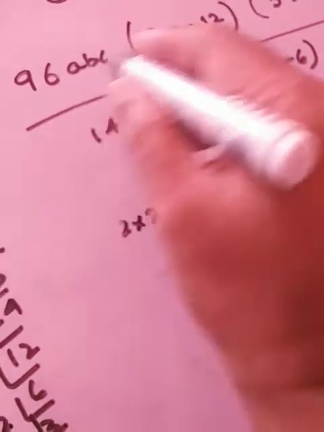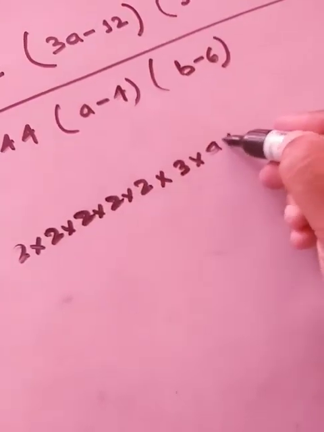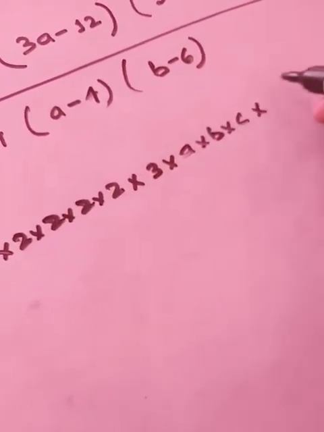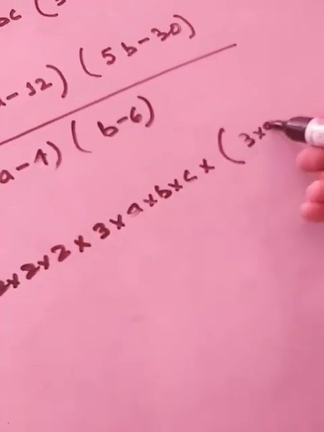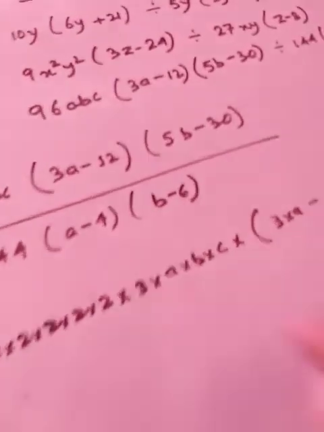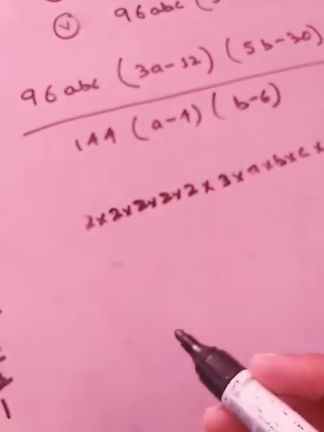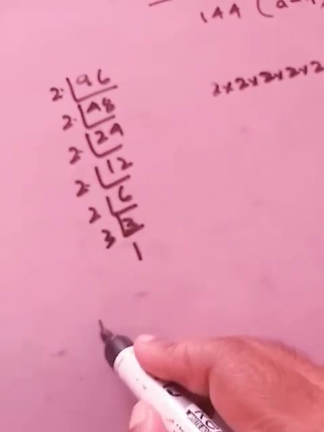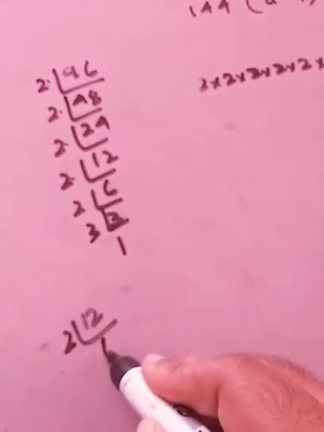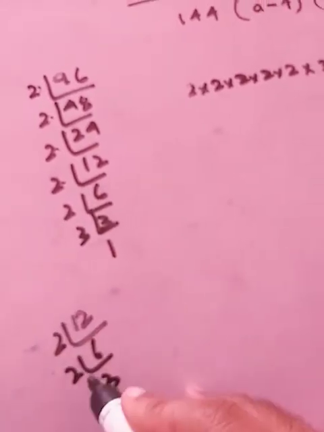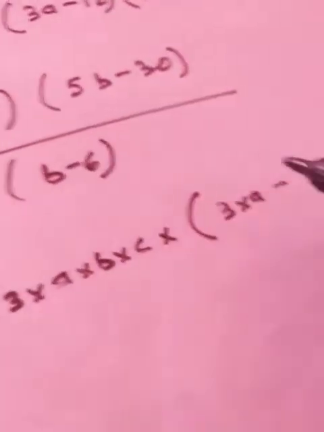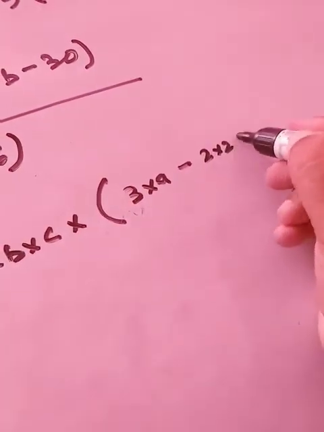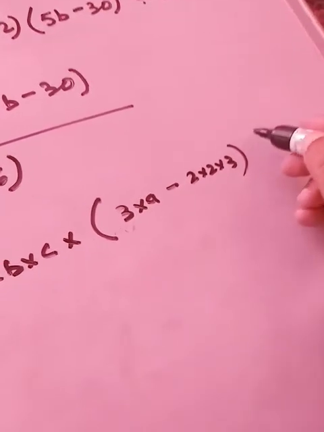Now ABC is also there, so A into B into C. Now 3A can be written as 3 into A. We cannot factorize 3, 3 is a prime number, isn't it? Now in place of 12, what can we write? 2 6s are 12, 2 3s are 6, 3 1s are 3. So in place of 12 we'll write 2 into 2 into 3.